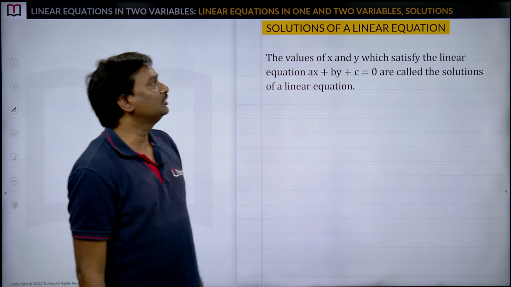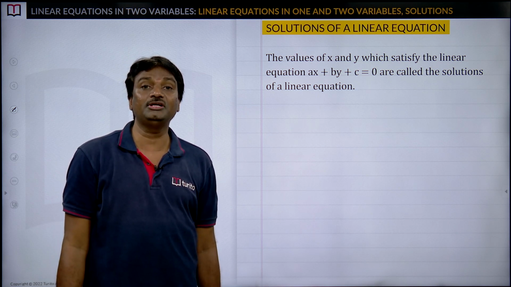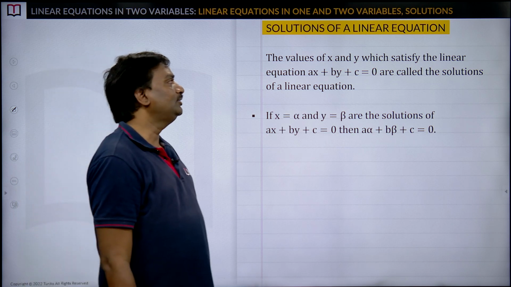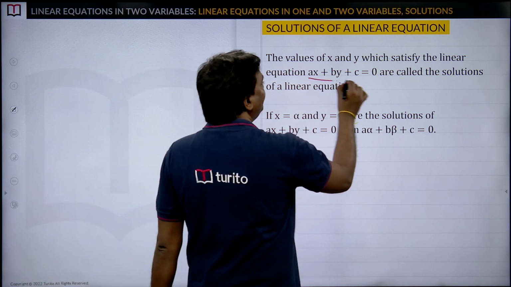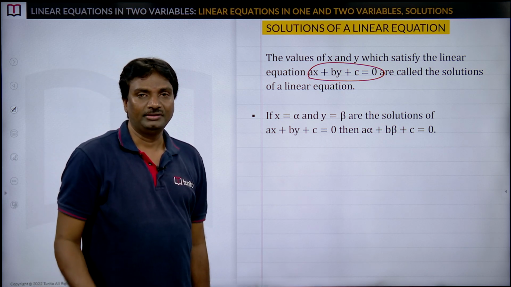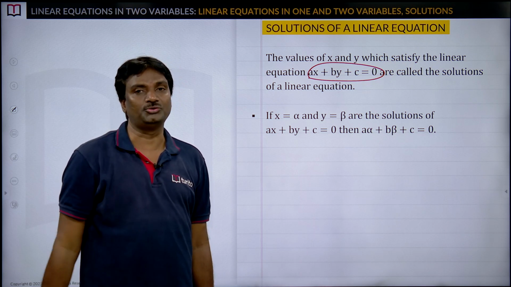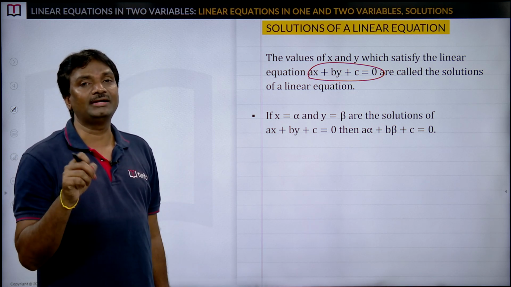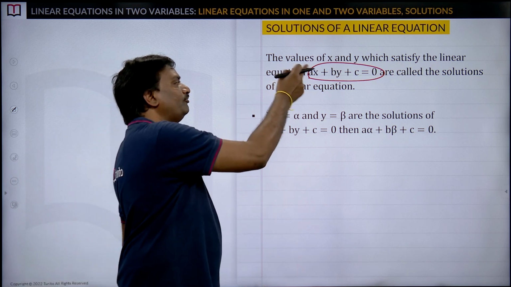Next, solutions of a linear equation. Already we have discussed the solution of a linear equation in one variable. Just like that, the solution of a linear equation in two variables. The values of x and y which satisfy the linear equation ax plus by plus c equal to 0 are called the solutions of the linear equation. If you take a linear equation in one variable, there exists one and only one solution, because there exists only one value of the variable that satisfies the given equation. But here there exist two values because two variables are there.